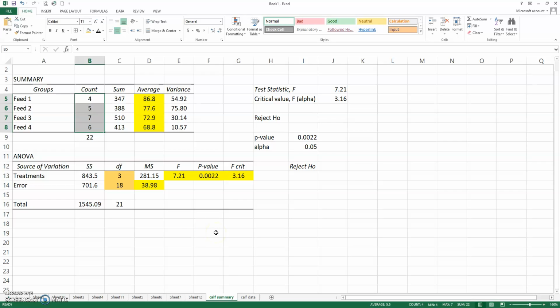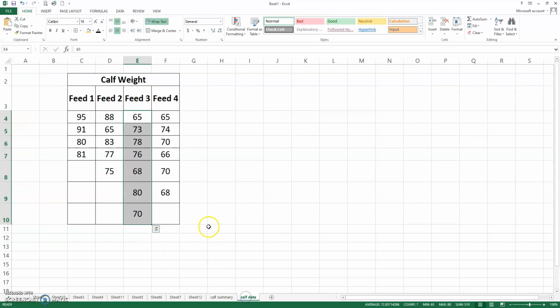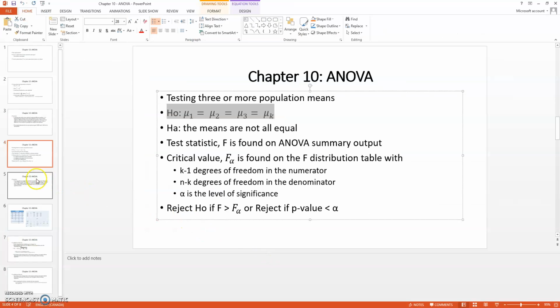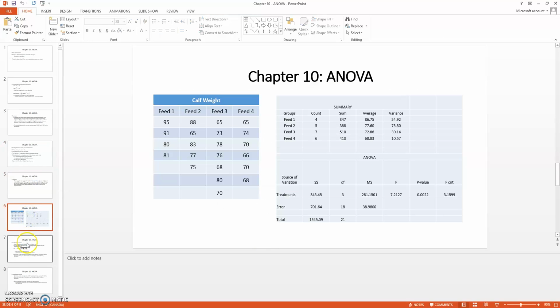In the second part of this video, we're going to try to determine which one of these feed systems is perhaps better than the other ones. And this is a decision we make only when the overall decision is to reject the null hypothesis.